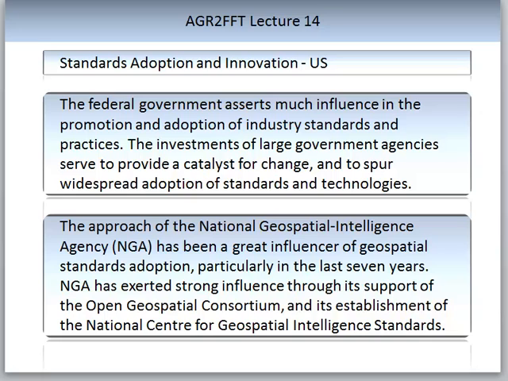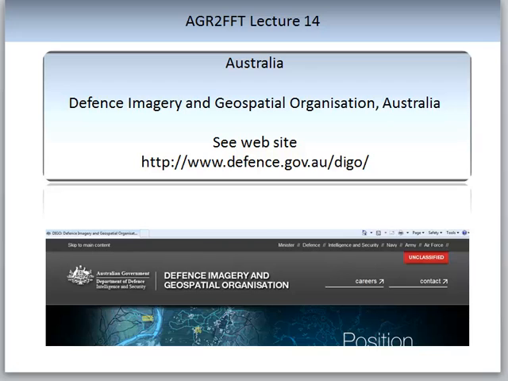The approach of the National Geospatial Intelligence Agency, or NGA for short, has been a great influencer of geospatial standard adoption, particularly in the last 7 years. NGA has exerted strong influence through its support of the Open Geospatial Consortium and its establishment of the National Center for Geospatial Intelligence Standards. Australia's equivalent to this is the Defence Imagery and Geospatial Organisation. You can see the link for their website.